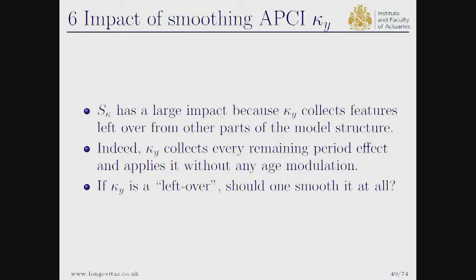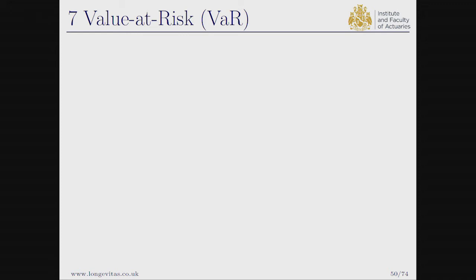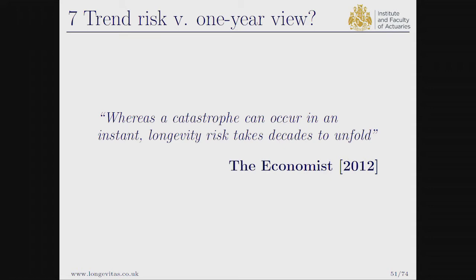So we'll turn our attention now to some value at risk considerations. One of the interesting things about longevity trend risk is it obviously unfolds over several decades, over the remaining lifetime of your annuitants. But it's a requirement of our regulation that we should look at all risks, particularly including longevity trend risk, through this 1 year value at risk style prism.